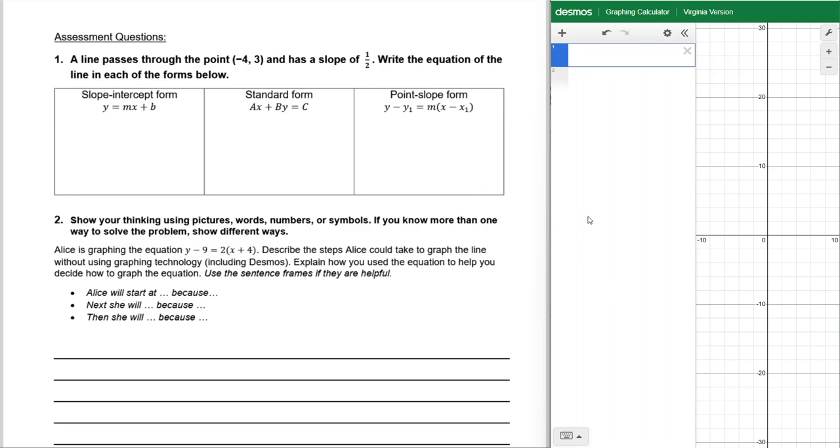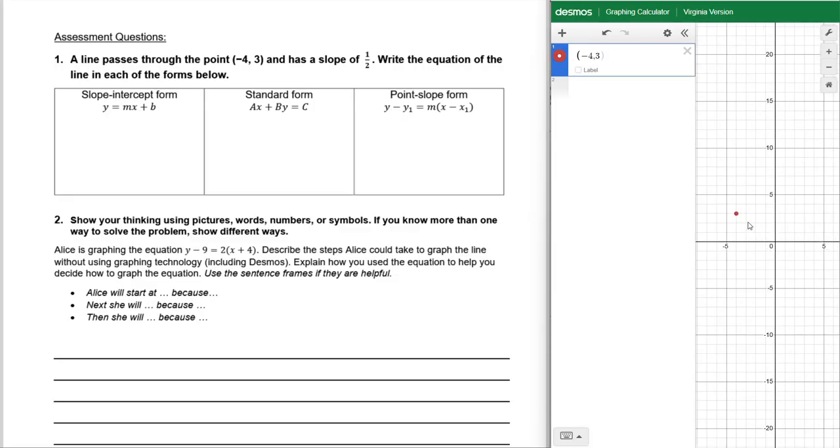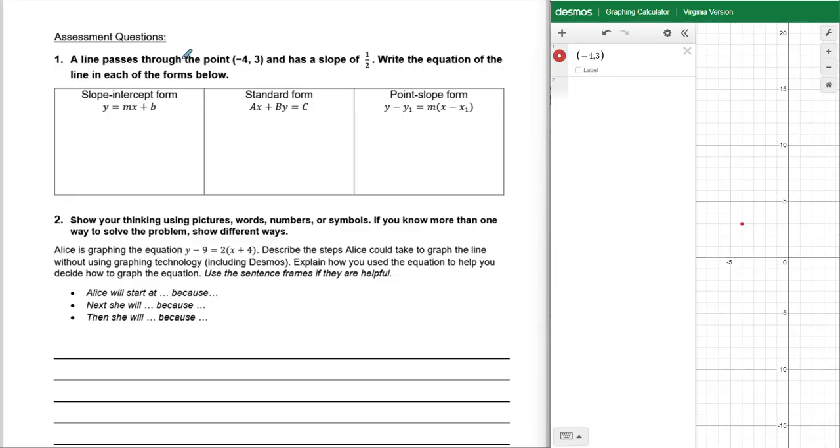Here's some questions you might see on a test. It says a line passes through the point -4 and 3. So let me go ahead and graph that in Desmos. So there's the point right there, -4 and 3, and has a slope of 1/2. Write the equation of the line in each of the forms below.